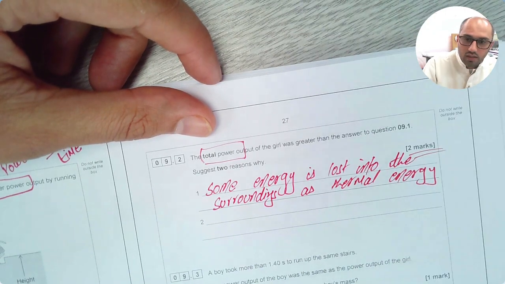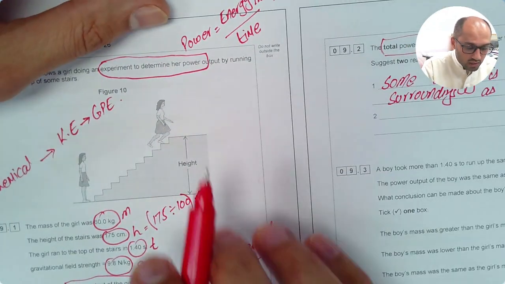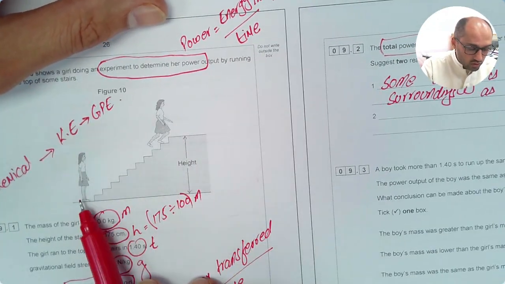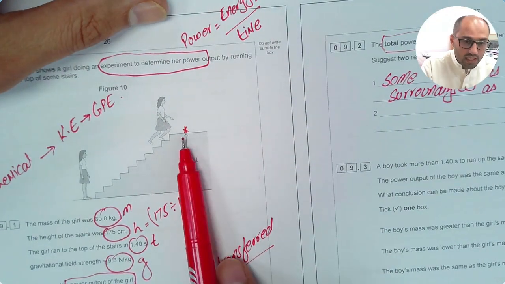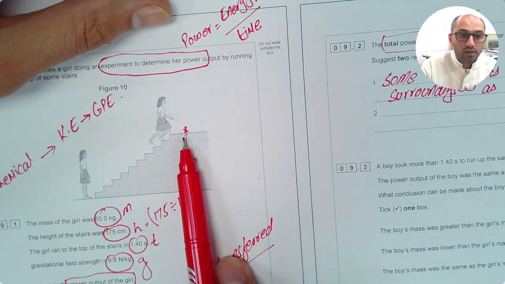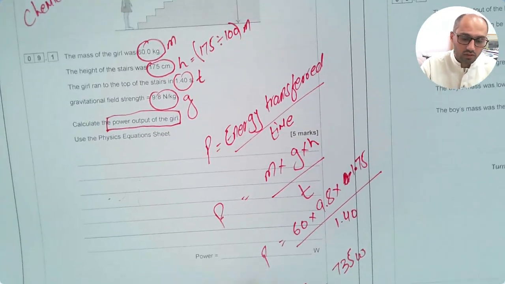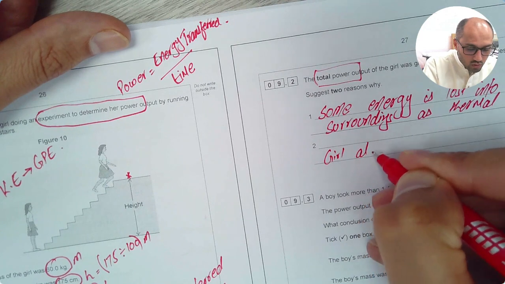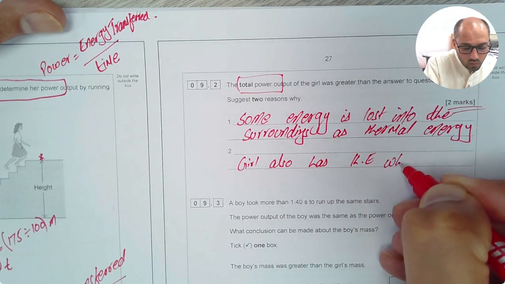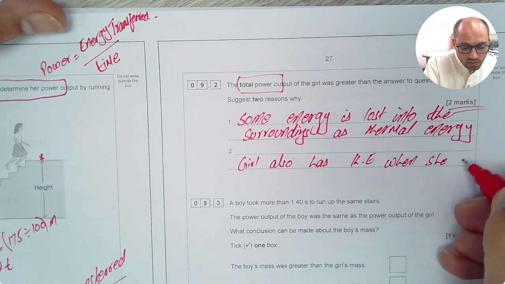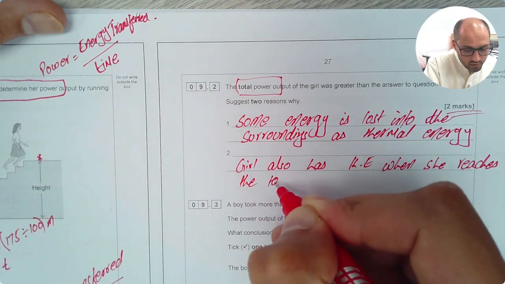Now it's a 2 marker, so we need to write down one more statement to get another mark. So let's quickly have a look here. When she moves from this location to that location, by the time she gets here, she will also have some KE, but we are neglecting that when we calculated our power. So we can say the girl also has KE when she reaches the top.